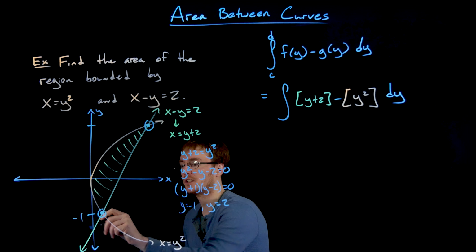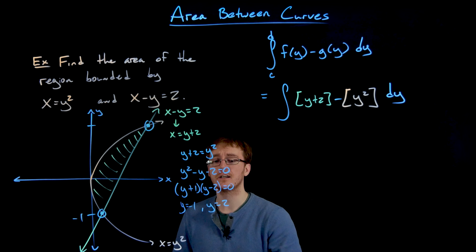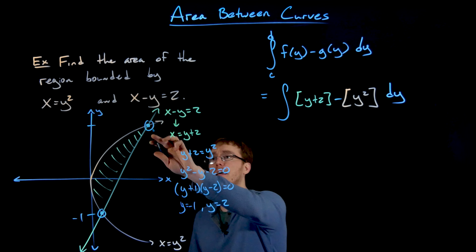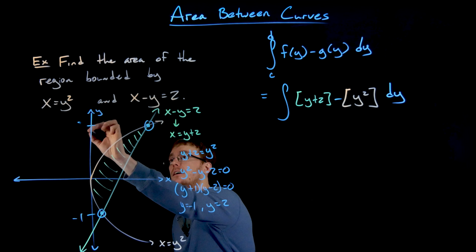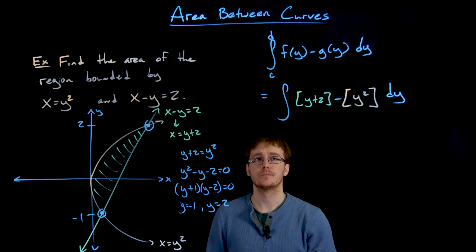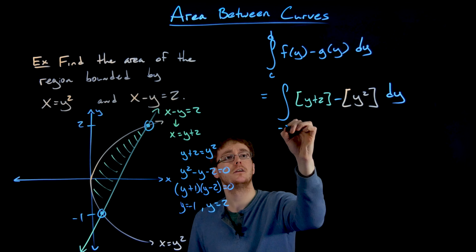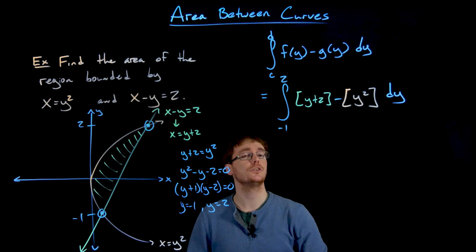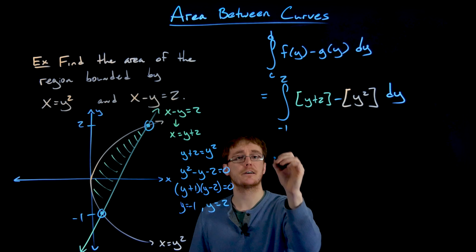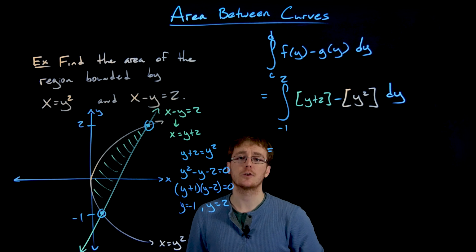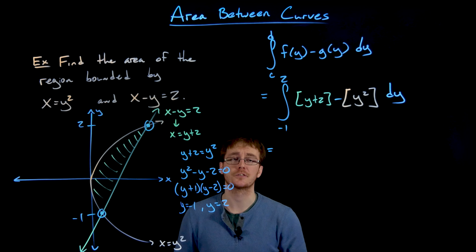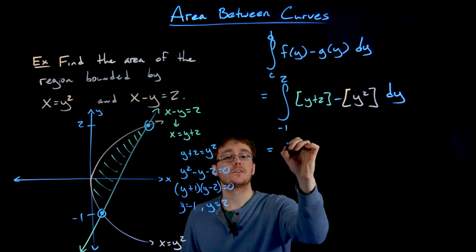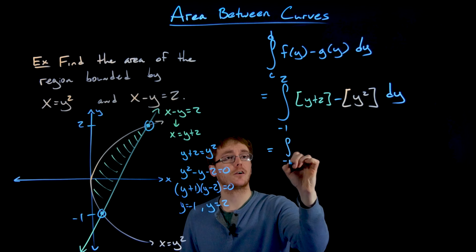That corresponds to this lower point of intersection down here. And our second y value, that'll correspond to the one up here, and that'll be at positive 2. So now we know our limits of integration are from negative 1 to positive 2. So we have finished setting our definite integral up, and now we can evaluate it to find the area between our two curves. So not a whole lot to do when simplifying or rewriting our definite integral.